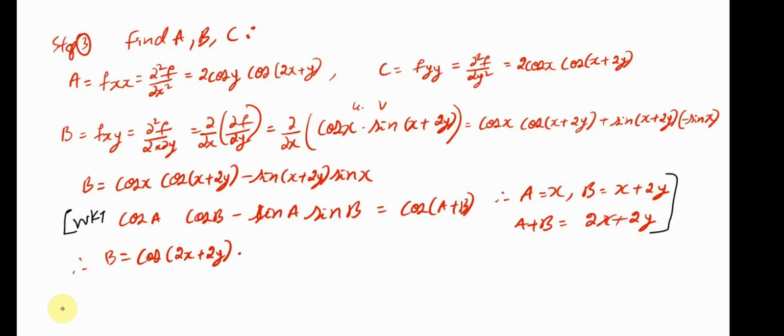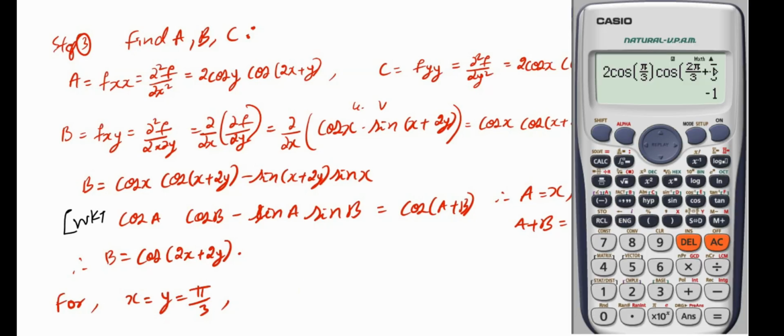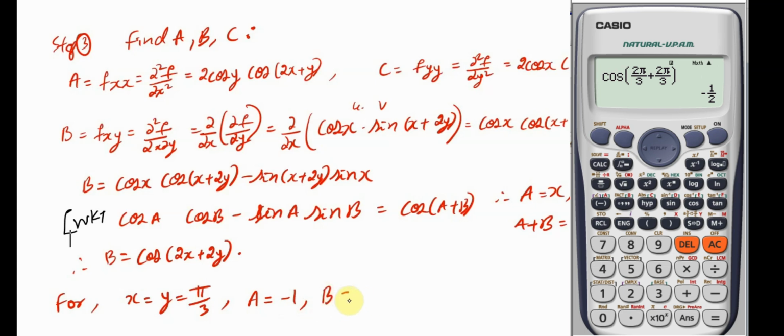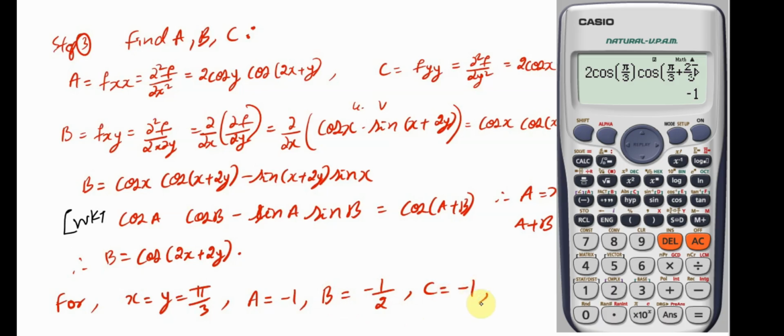Now we have taken already the point x = y = π/3. Just substitute this point in A, B, C. You can use the calculator here, students, very easily. Substitute all the values in the calculator. On the right hand side, I'm going to show the calculator. Please use the calculator and see what A is equal to. Yes, A is equal to 2 cos(π/3) into cos(2π/3) plus 1. You can very easily get it is minus 1. Similarly, you try for B, it is minus 1/2, and C is equal to minus 1. Just substitute in the calculator.